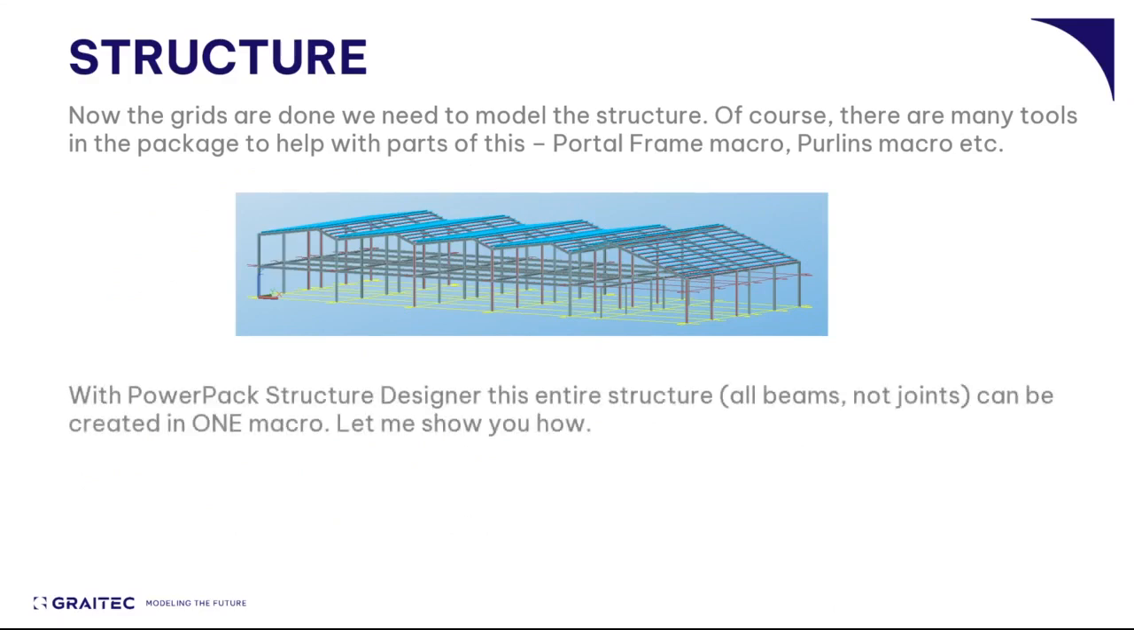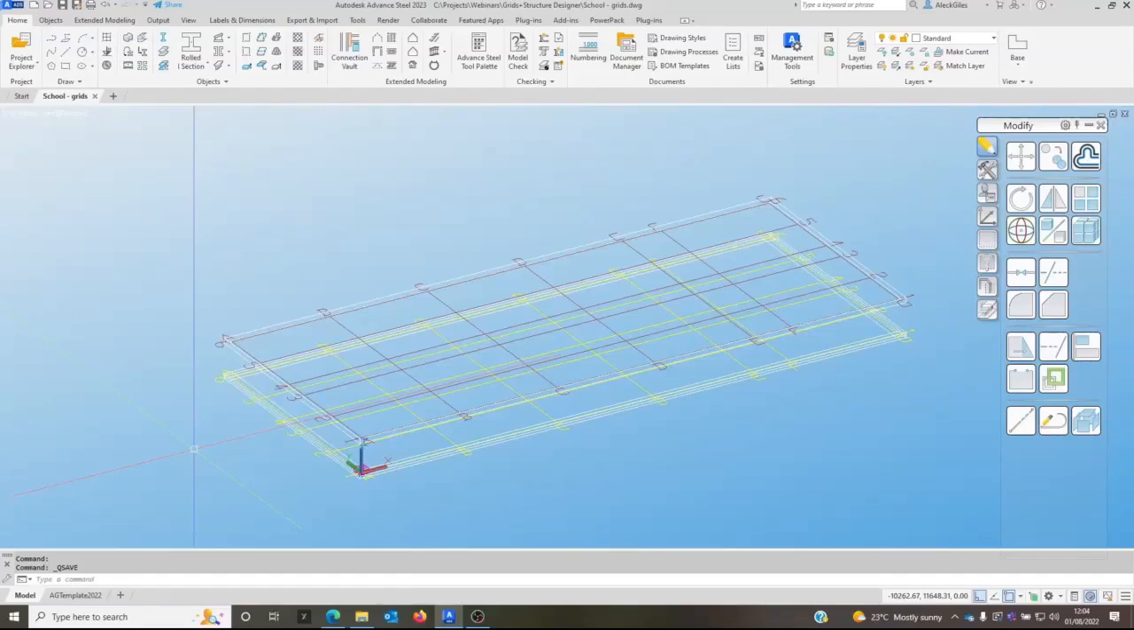But rather than use a mixture of different commands and mess about drawing lots of individual beams, you can actually create every single one of those beams all in one very powerful command, which is the Graitec PowerPack Structure Designer. This will create all the beams you need in one macro. So let me show you how that works.